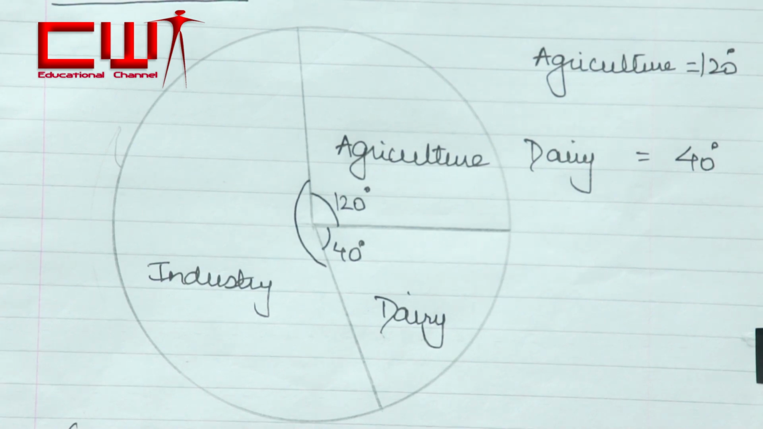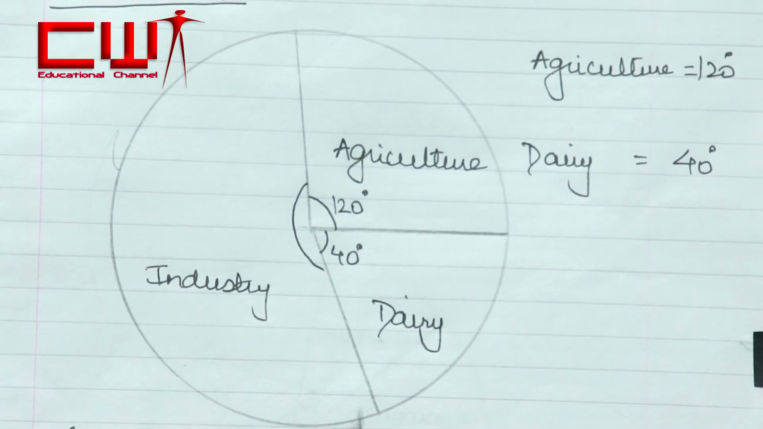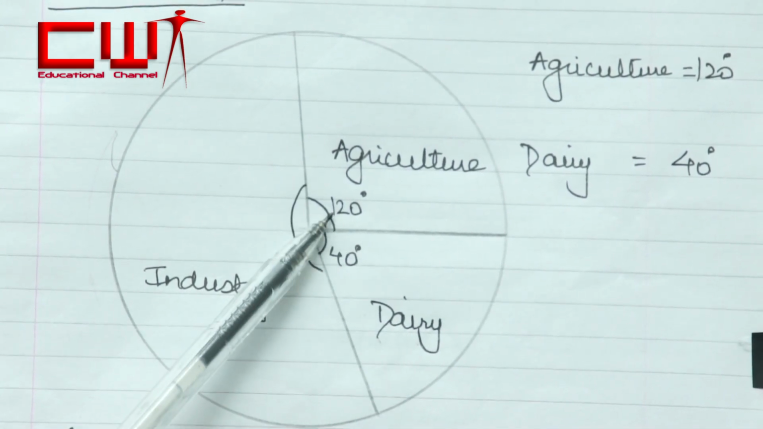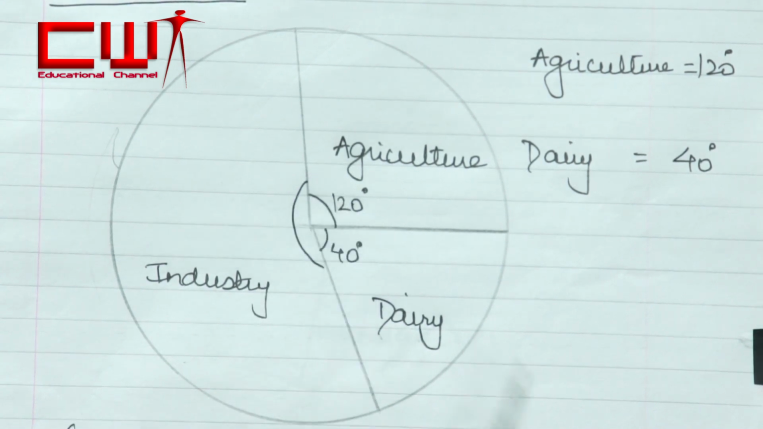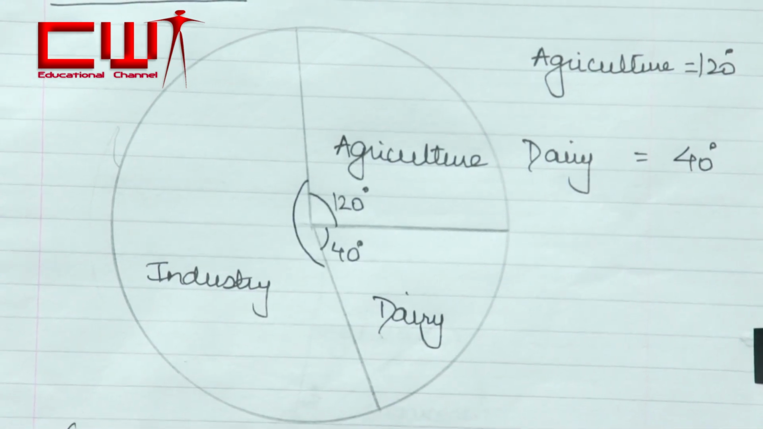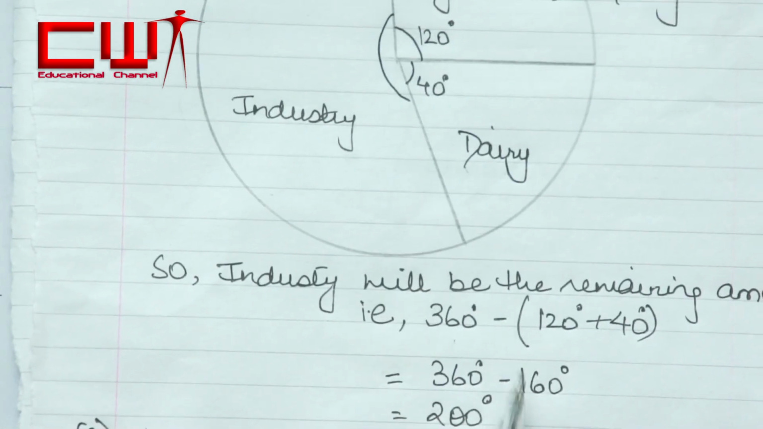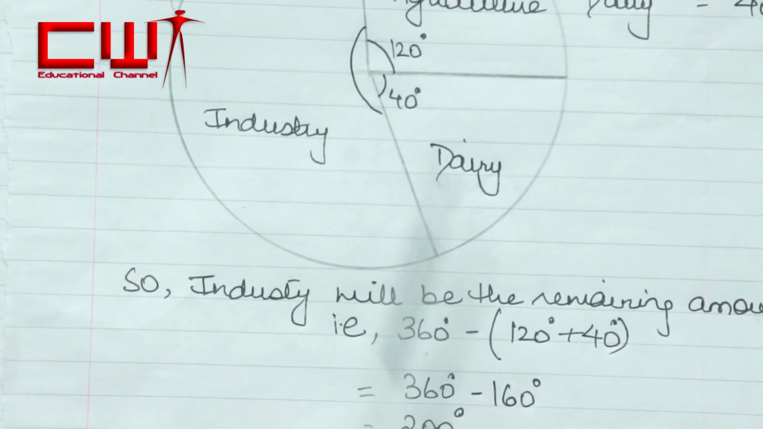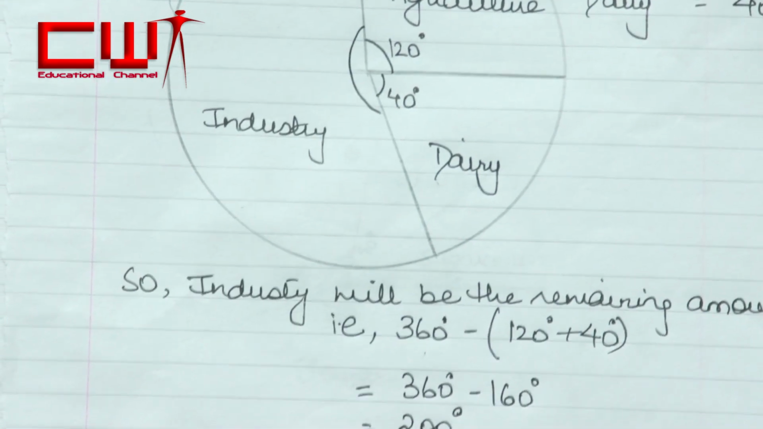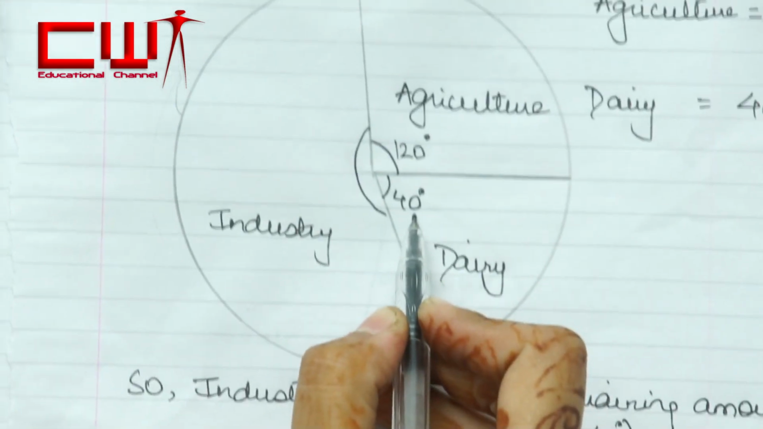We know the total of the pie is 360 degrees, right? And 2 are given to you, 120 degrees and 40 degrees. So 120 degrees plus 40 degrees, how much does it give you? 160 degrees, right? Total is 360. If these two are 160, what is remaining? 200 degrees.